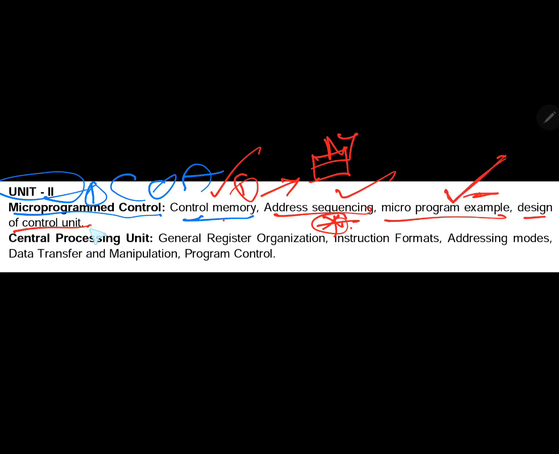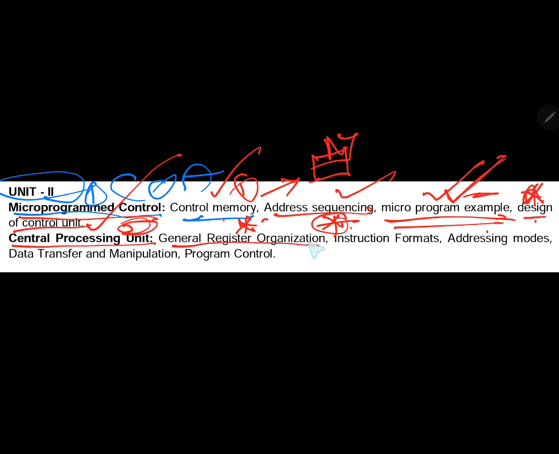Designing control unit has more chances because it's a direct question. Designing of control unit, control, this has more chances, and this also has more chances. This we cannot guess. This also has chances. This I already shot. And central processing unit is the second chapter.